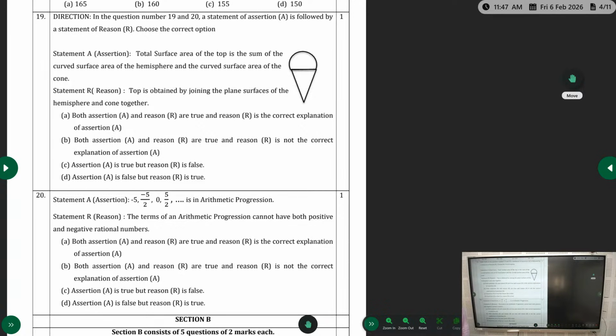Why? I can represent 0 as 0 by 1. The very first question of your 9th standard, Exercise 1.1: Is 0 a rational number? Give reason for your answer. Yes. Okay. So these are your MCQs.